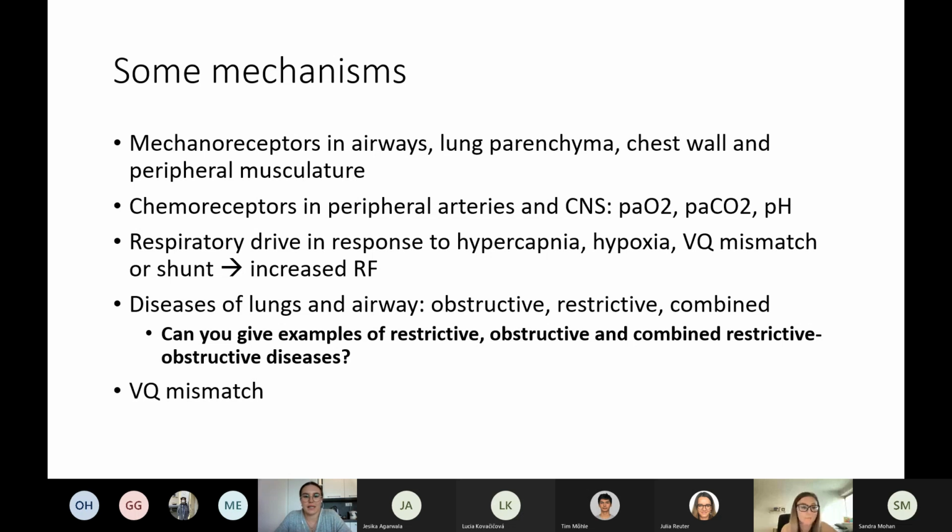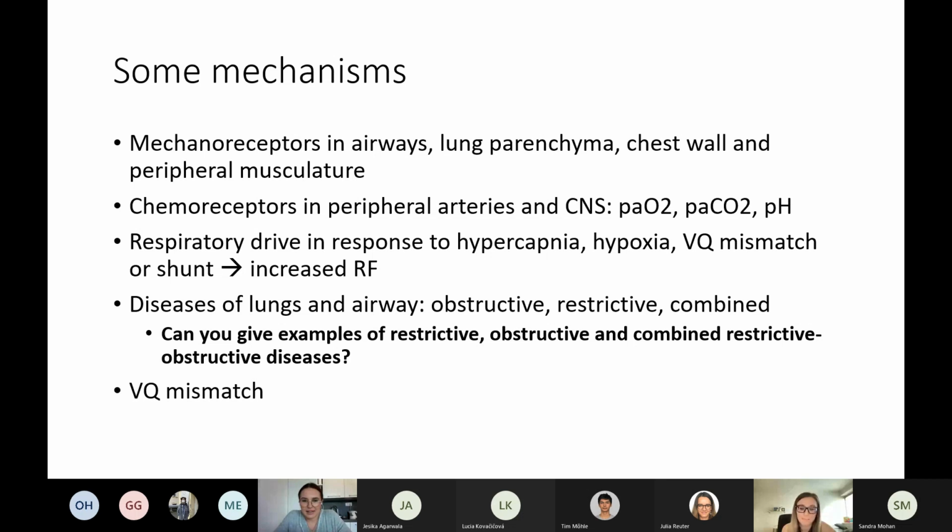And then you have chemoreceptors in peripheral arteries and CNS, for example, the carotid body, in the medulla oblongata, where you sense the pH of the cerebrospinal fluid, and in the aortic arch. Then you have the respiratory drive in response to hypercapnia, hypoxia, VQ mismatch, or shunting, which will increase the respiratory frequency. Then you have diseases of lungs and airways, which can be classified into obstructive, restrictive, and combined, and VQ mismatch.